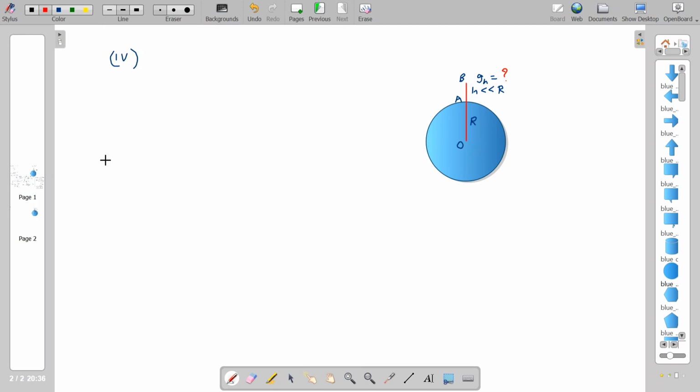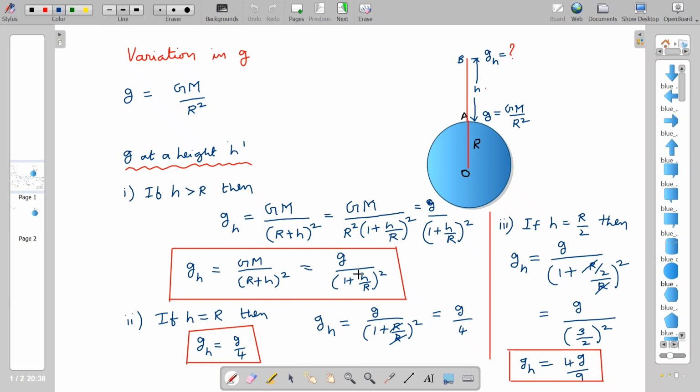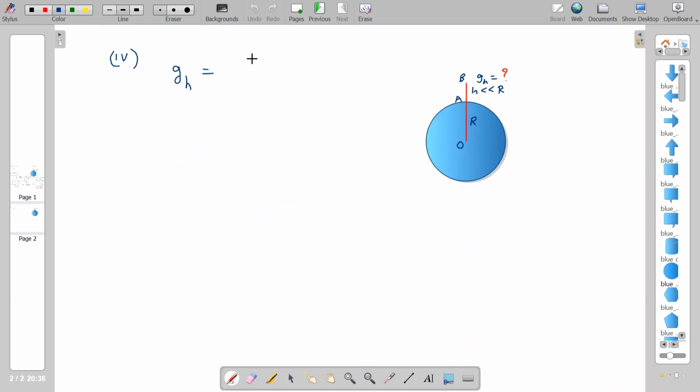So we have g at height h, if h is greater than R. What is the formula? In the previous page we got g' = g / (1 + h/R)². Okay, g by (1 + h/R) whole square.